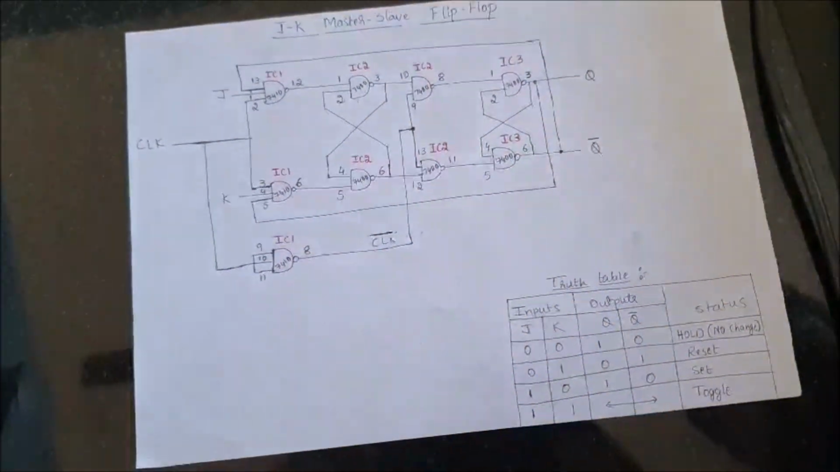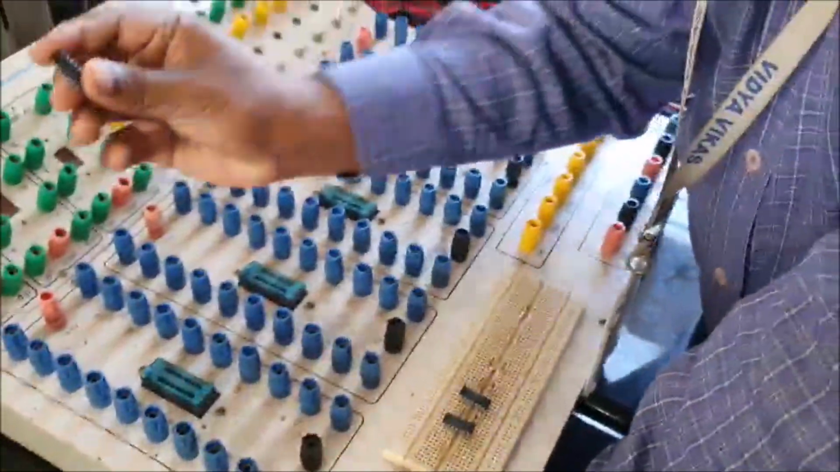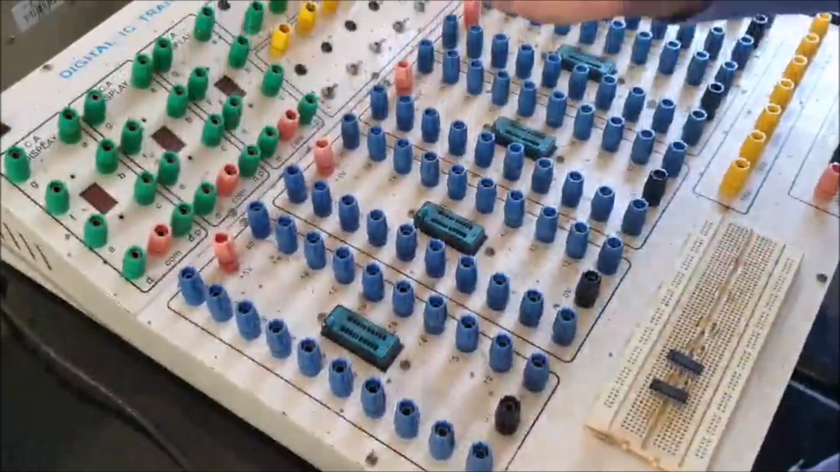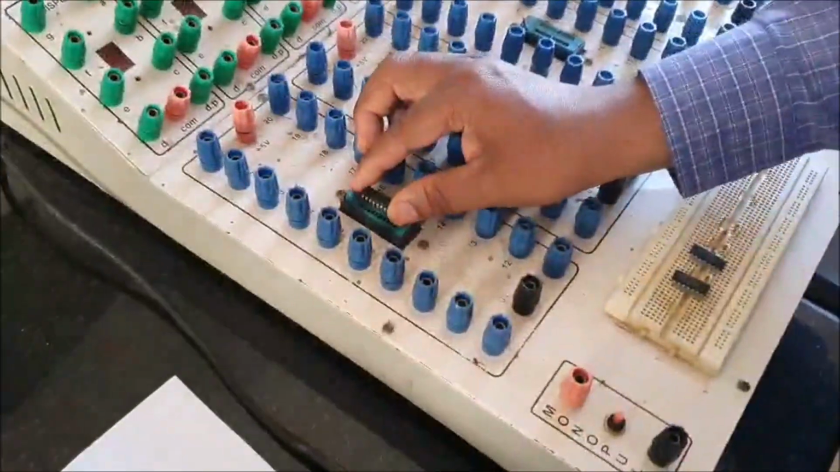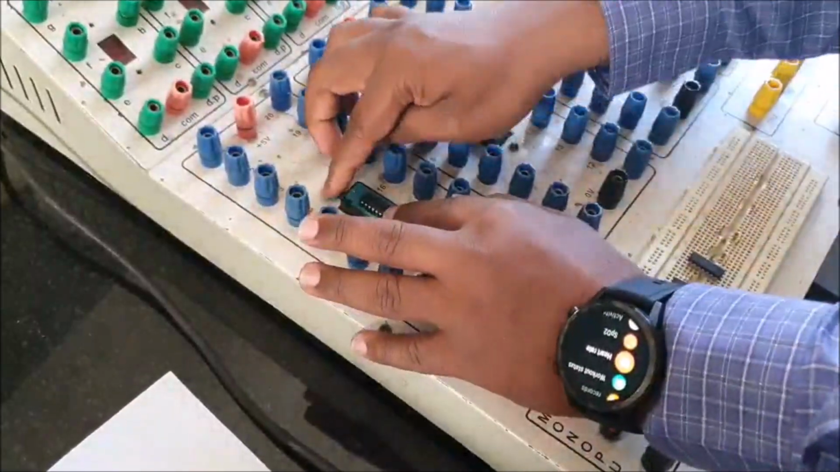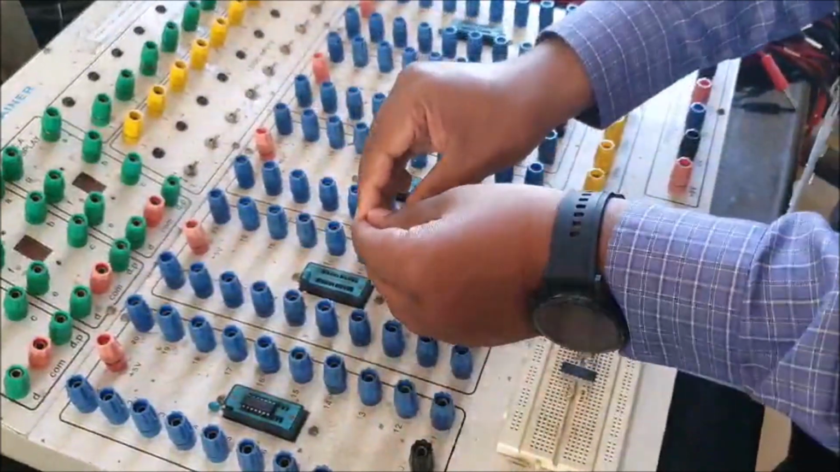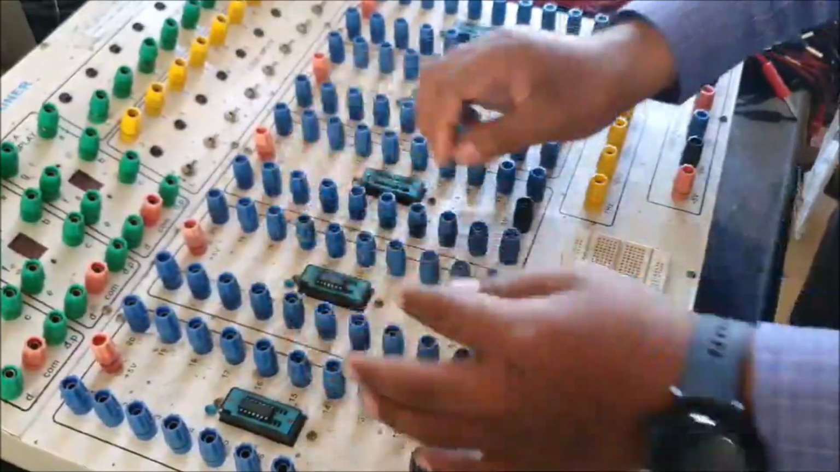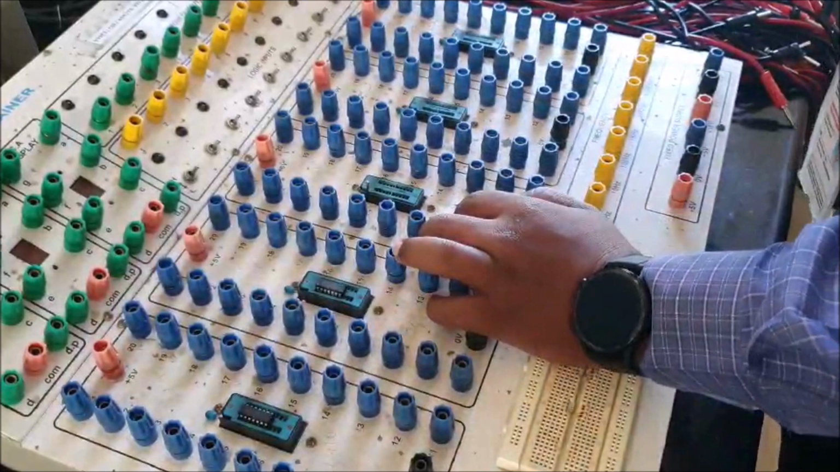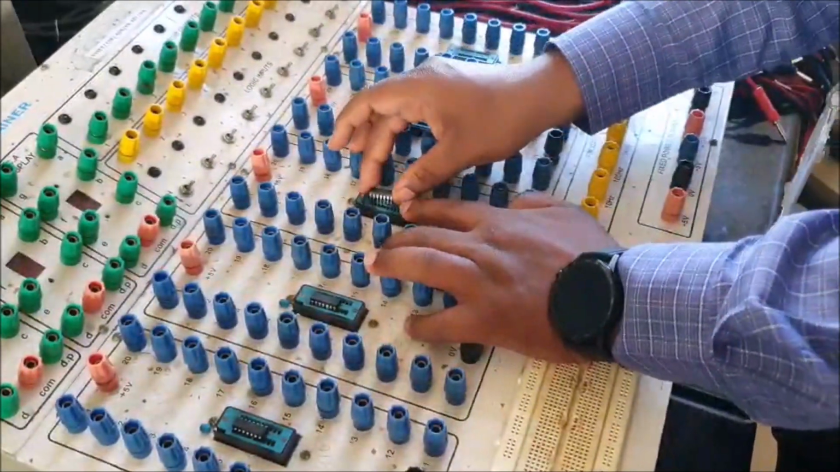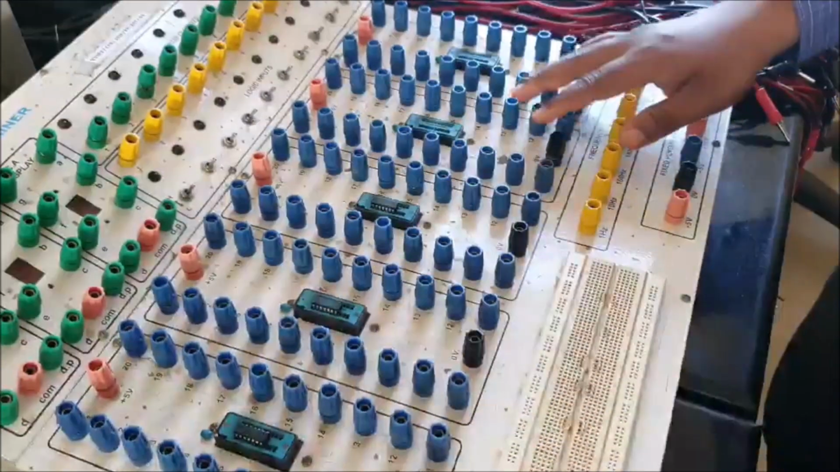Now we will do the circuit connection. Here we have 7410. I will connect this IC to the first IC base. Then we have 7400; we have 2 7400s. I will connect one to the second IC base and I will connect another 7400 to the third IC base.